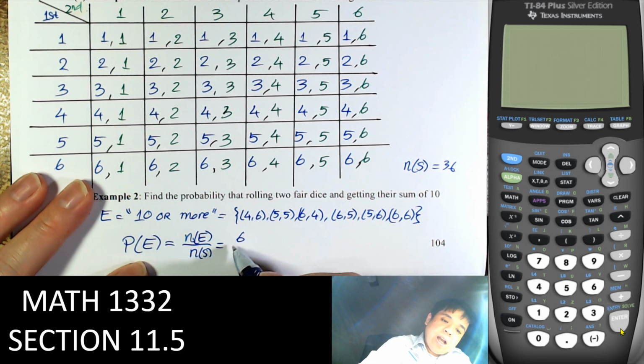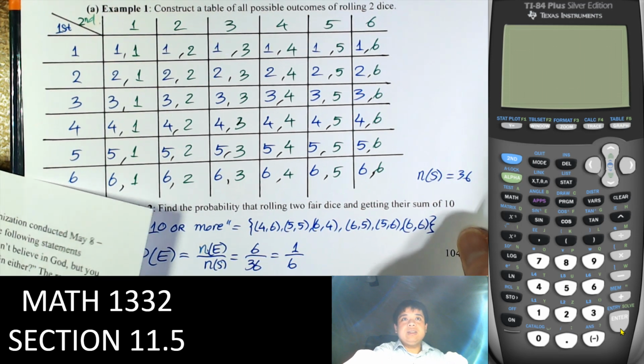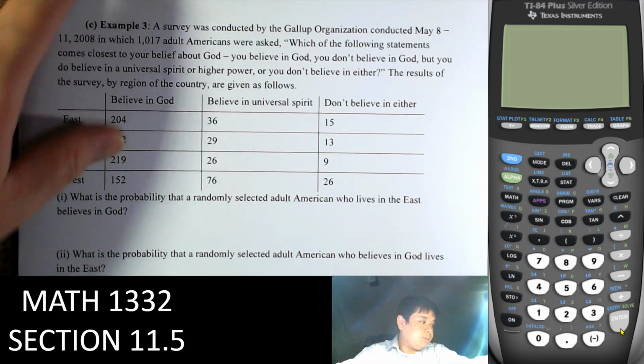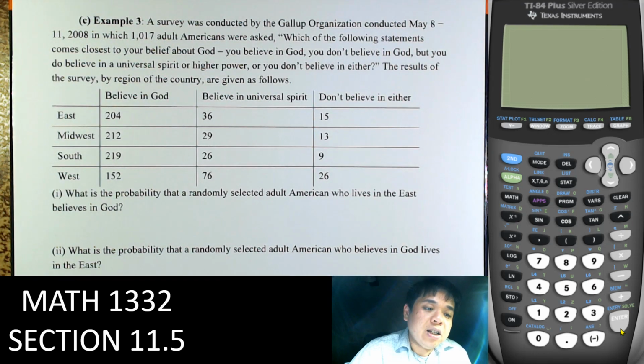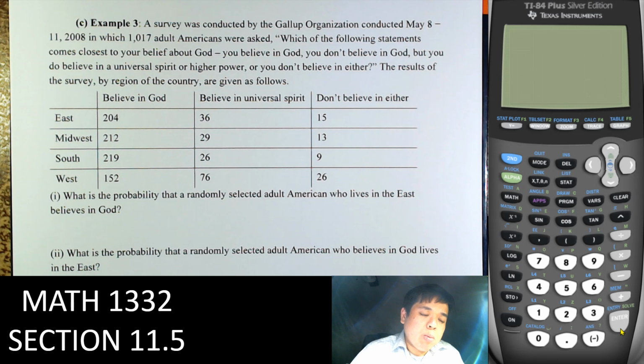There's 6 out of 36, or 1 over 6. Right. Again, we just count. Next, a survey was conducted by the Gallup organization. So what is the probability that a selected Afro-American who lives in the East believes in God?